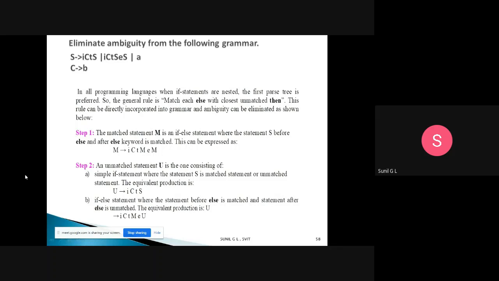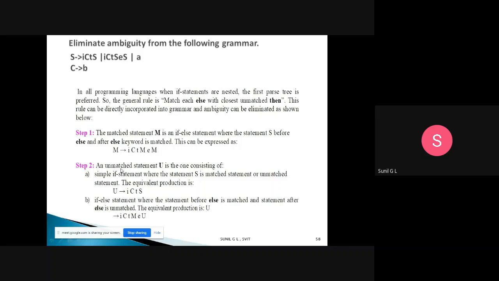First thing is what we have done. The if-else statement is what we will be using. We are replacing that S with an if-else statement with a matched statement. So here, in this initial production, we will have S, and that one will be replaced with a matched statement: if condition is true, matched statement, else matched statement. Okay, so this is if-else.